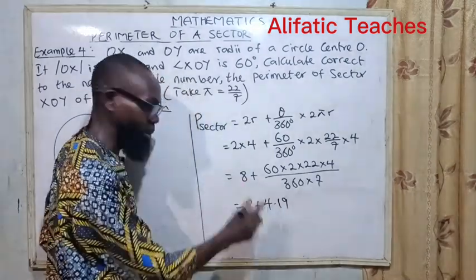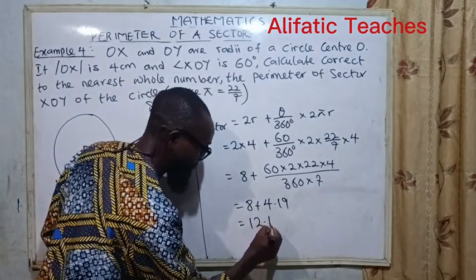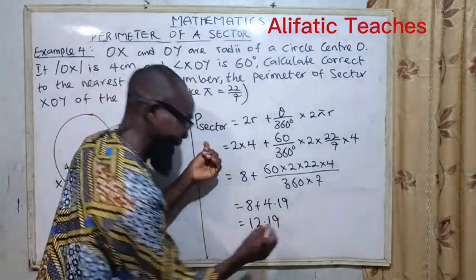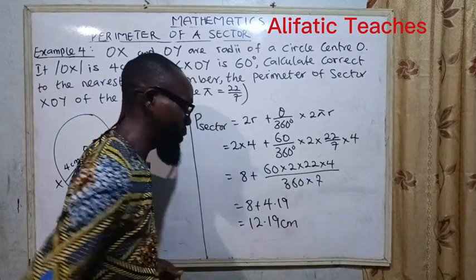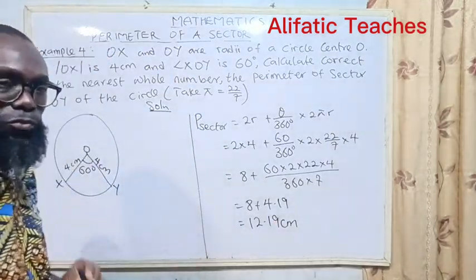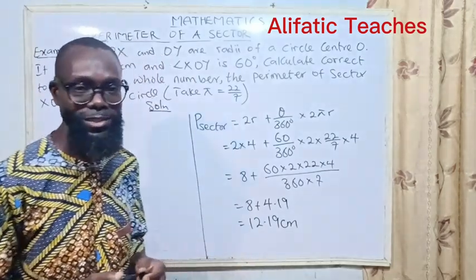So when you sum it all, we have what? 12.19. Perimeter, that is what? Centimeter. So that is how to go about the formula of perimeter of a sector.